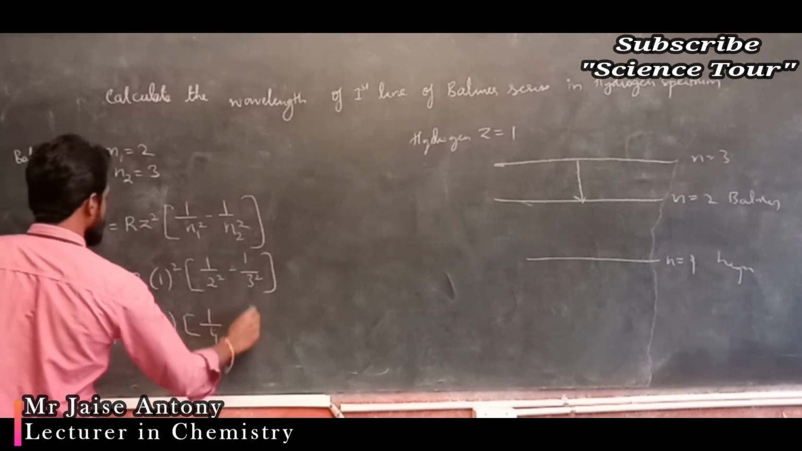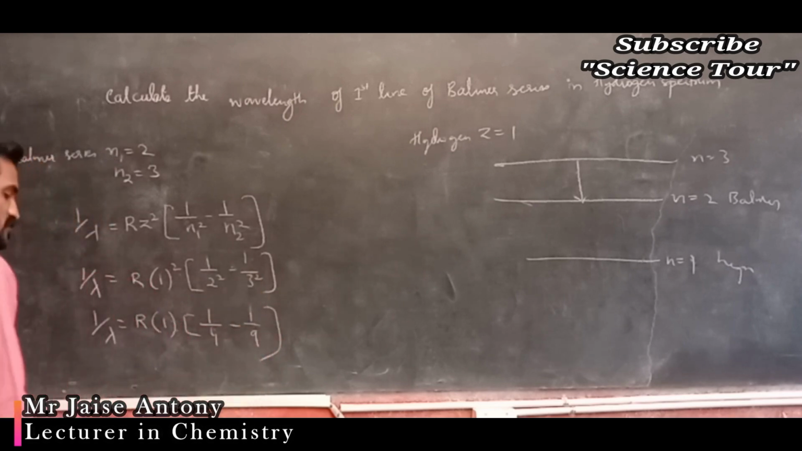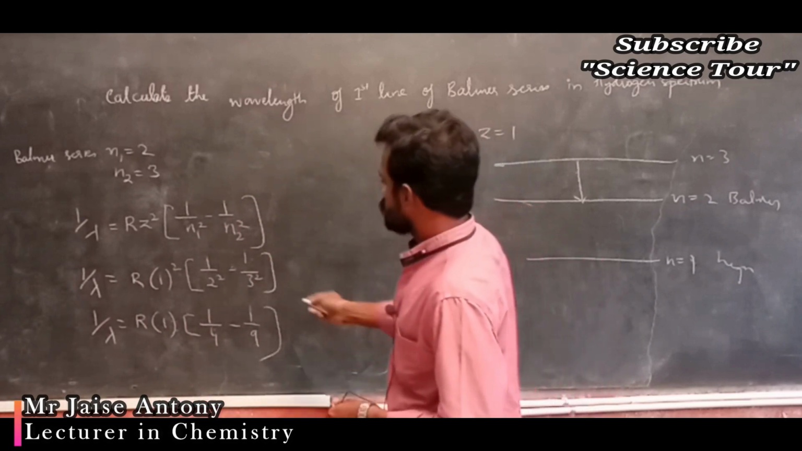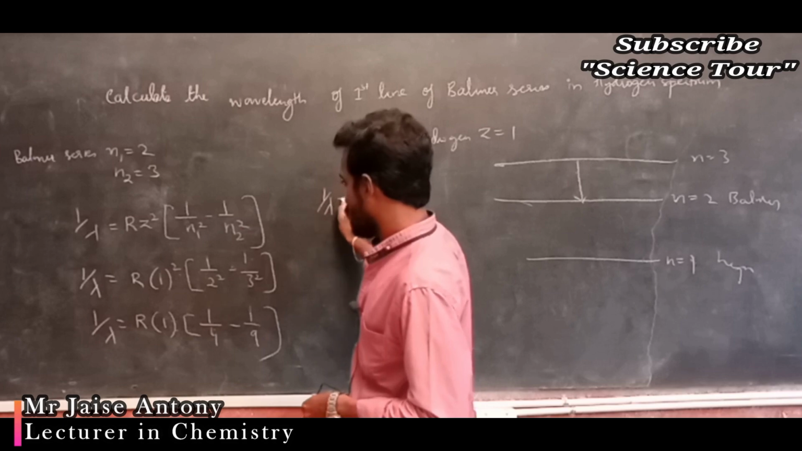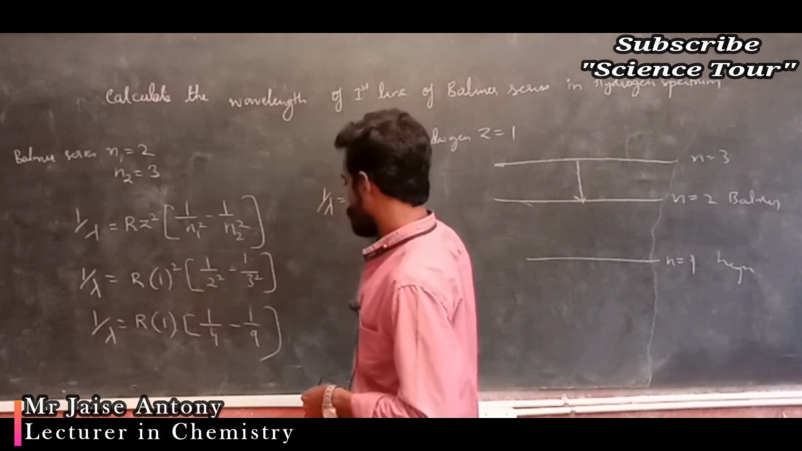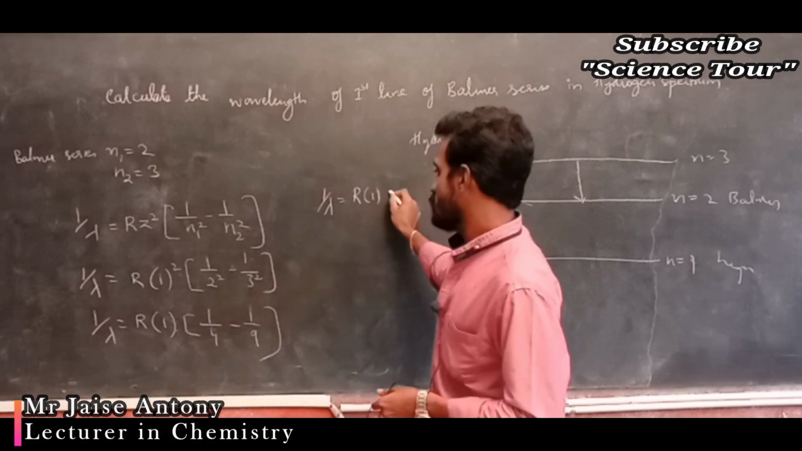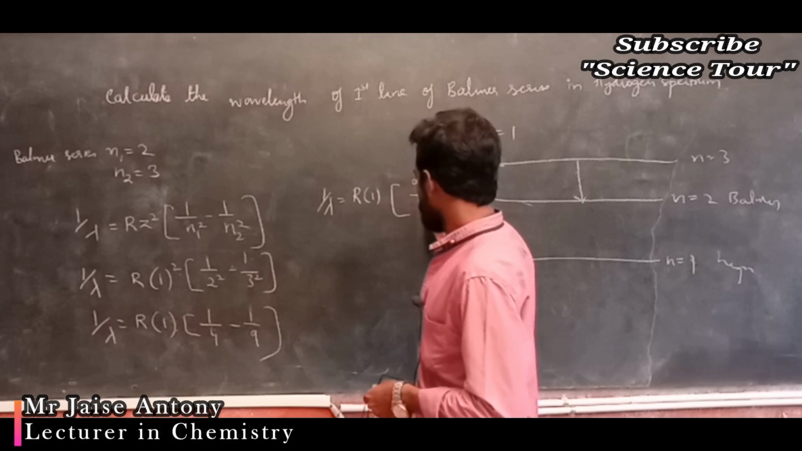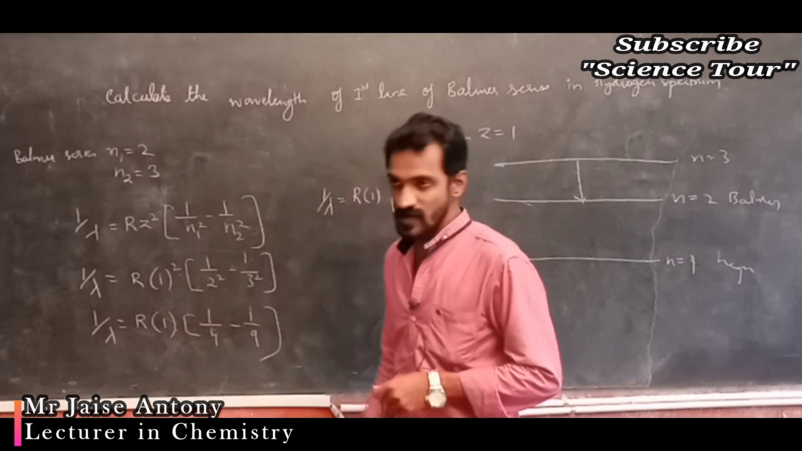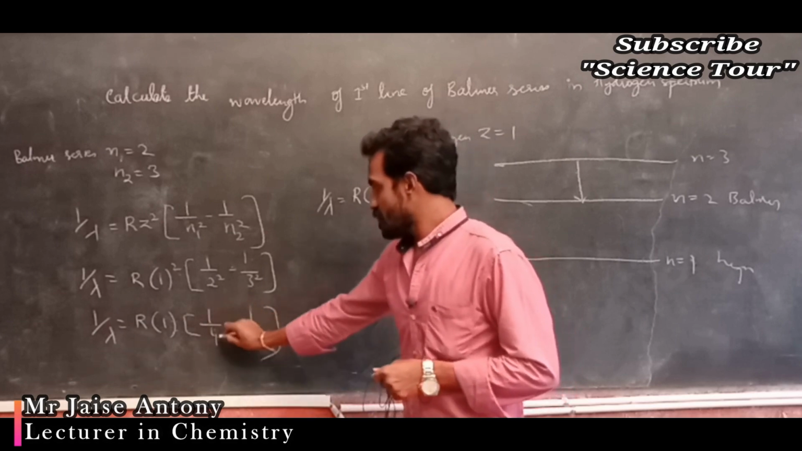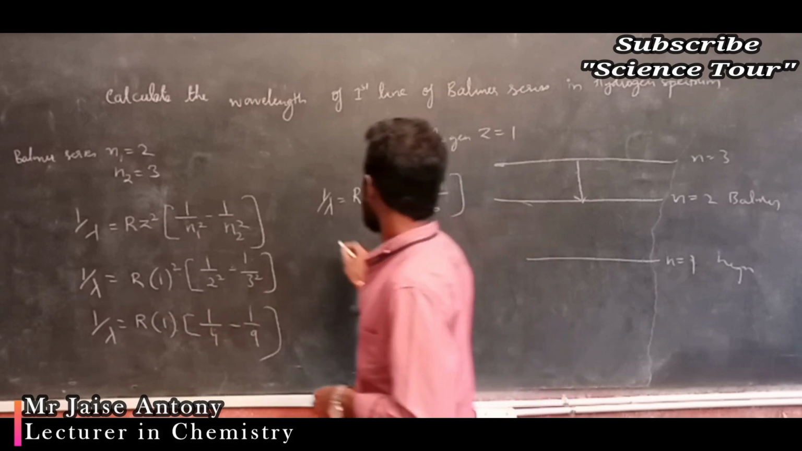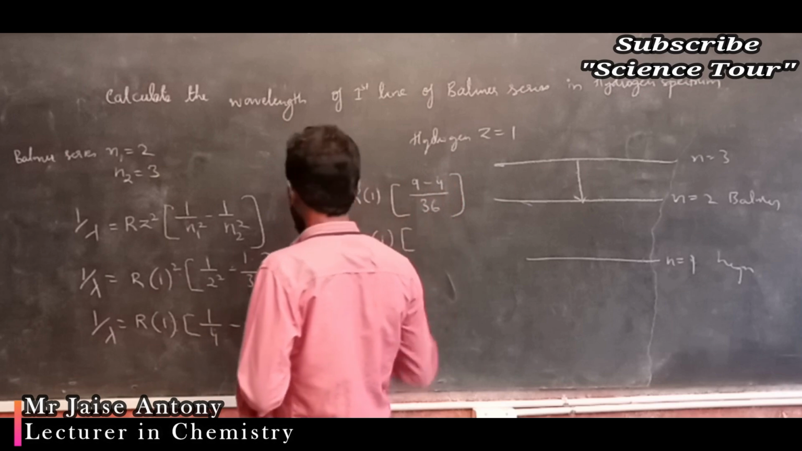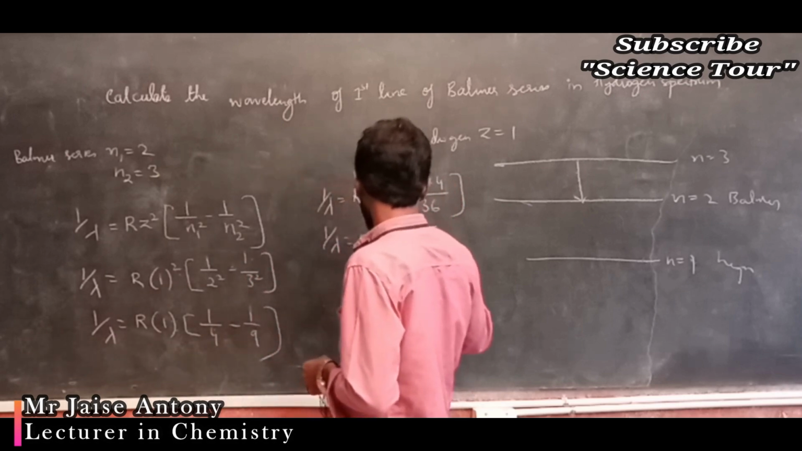4 minus, this is actually 9. Correct, no? 9 fours are how much? 36. So we continue here: 1 by lambda is R into 1, 1 square is 1, so 1 by lambda is R into 9 minus 4 divided by 36. I just do the calculation: 9 into 4 is 36, and 9 minus 4 is 5, so 1 by lambda is R into 5 by 36.